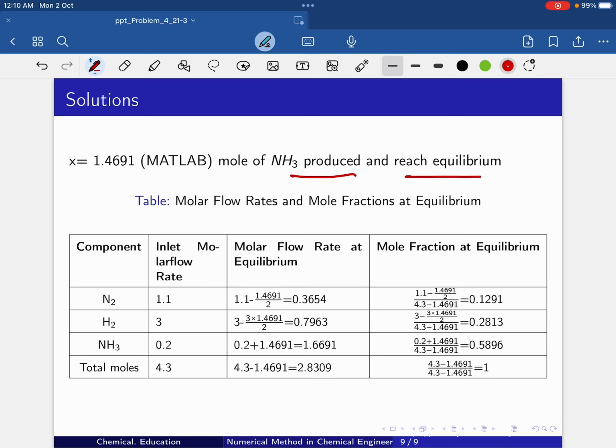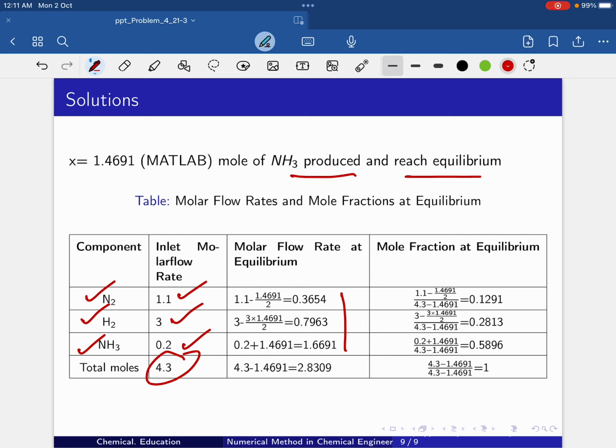Now what will be the molar flow rate and mole fraction at equilibrium? The components are nitrogen, hydrogen and ammonia. Initially we have 1.1, 3 and 0.2, with a total of 4.3. So for the molar flow rate at equilibrium, we got the x value, so we get 0.3654, 0.7963, and then ammonia is 1.6691, so the total is 2.8309.